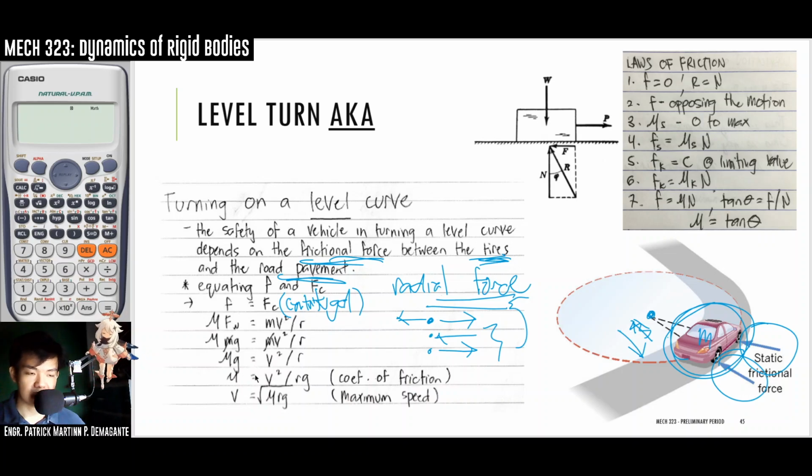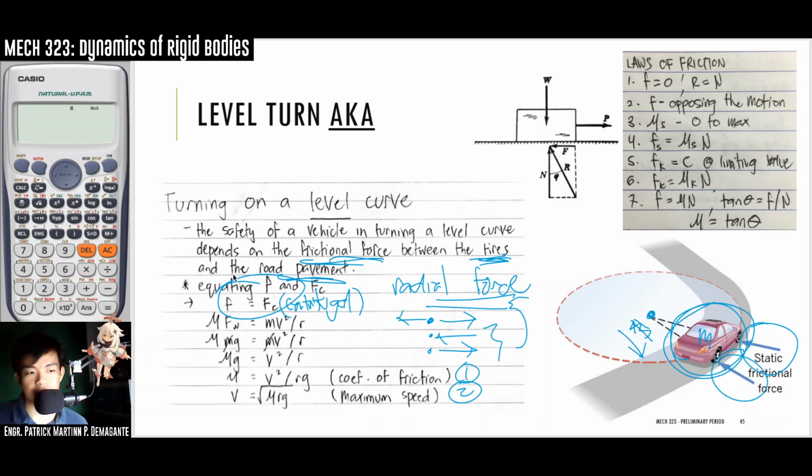Then, isolate v on the left side, or we can also isolate the coefficient of friction. So, we'll have two equations, 1 and 2. Yung 1 natin, hindi naman necessary na kailangan niyo siyang i-memorize. You can just stick with this equation.